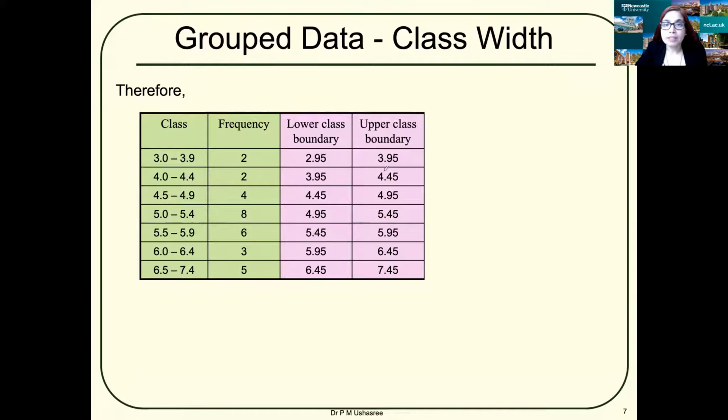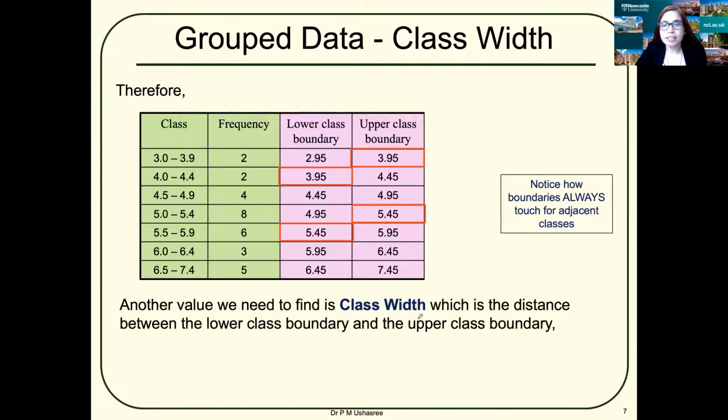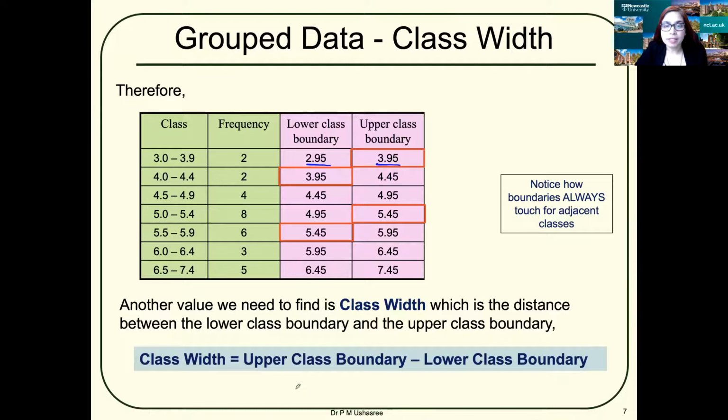So how will you find the width of a given class? It is the difference between the upper class boundary and the lower class boundary. So 3.95 minus 2.95. That is the class width of this class.